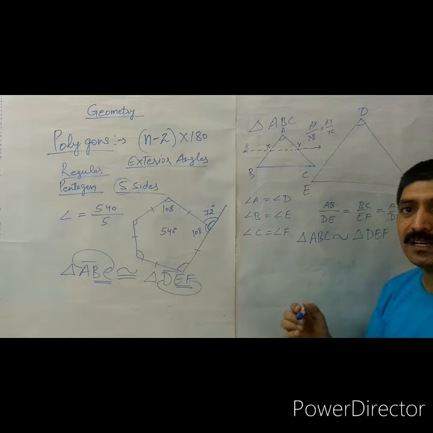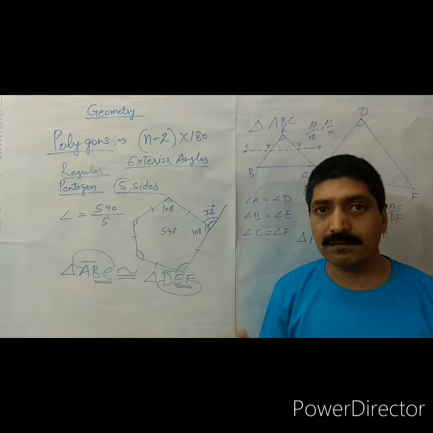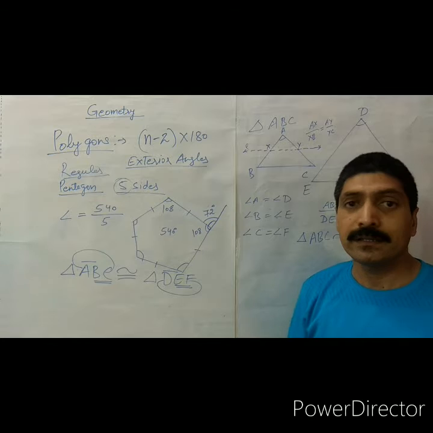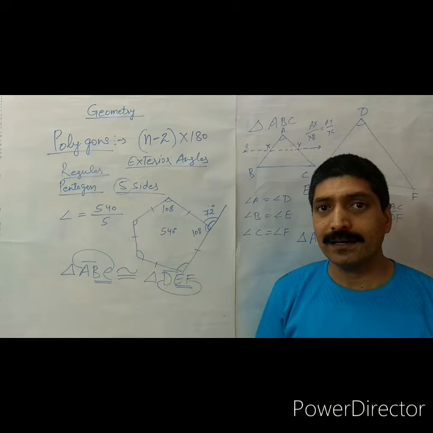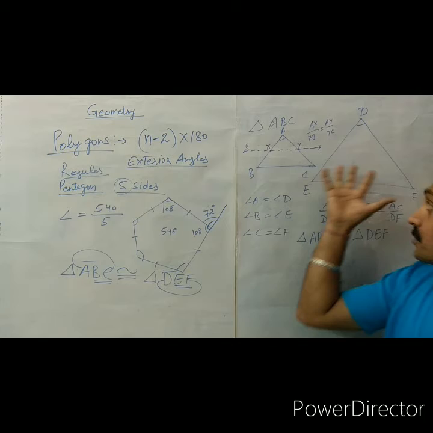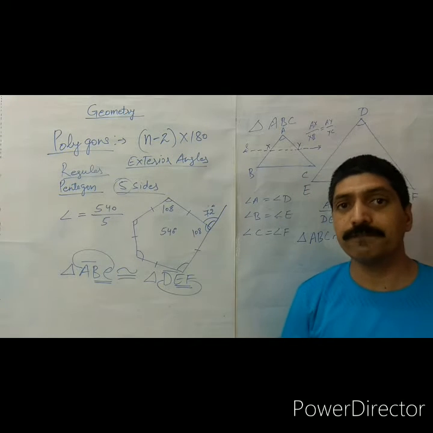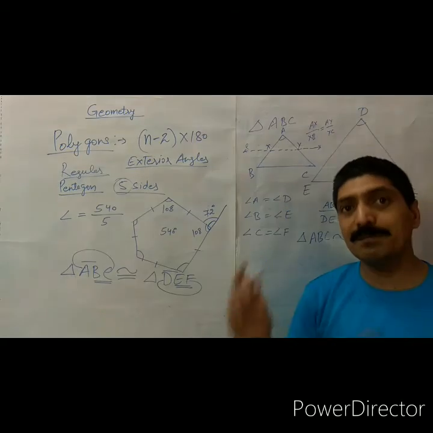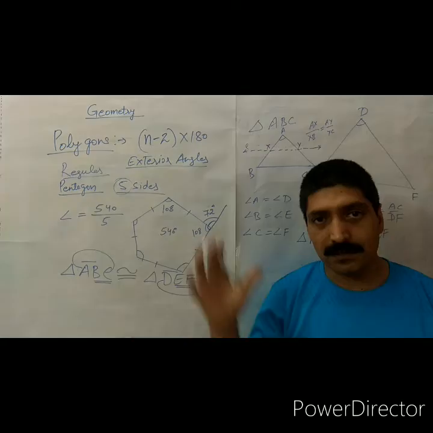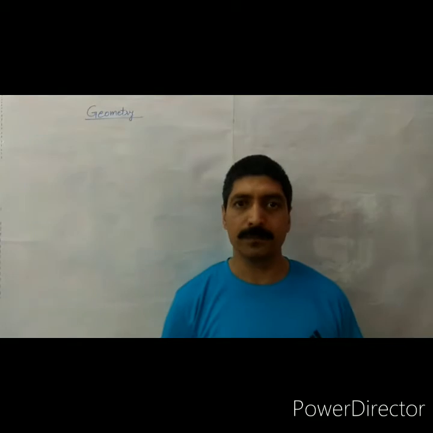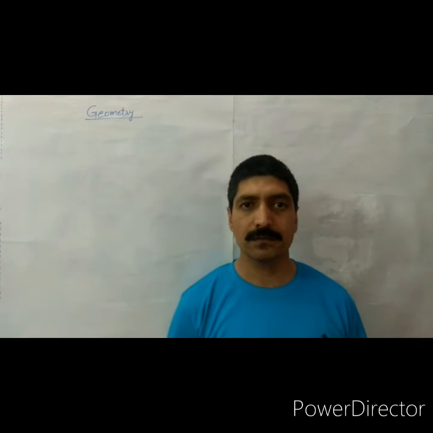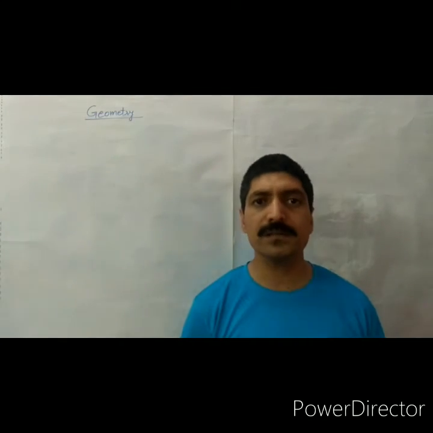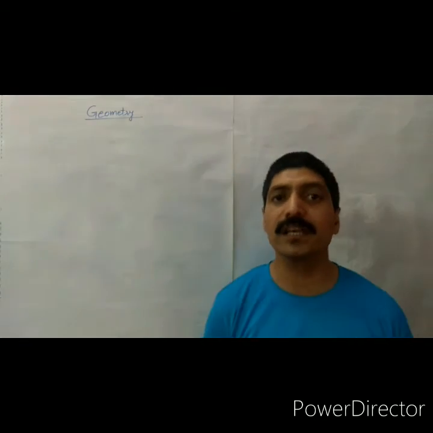So we will discuss in detail today the converse of BPT and the criteria for similarity, then a little bit of information about area and volume. If figures are 3-dimensional shapes and similar, we will discuss in detail. The basic proportionality theorem, BPT, was introduced by the Greek mathematician Thales. So this theorem is also known as Thales theorem.